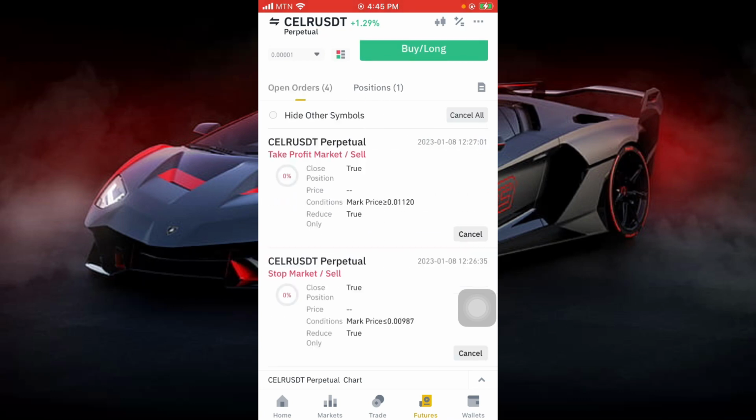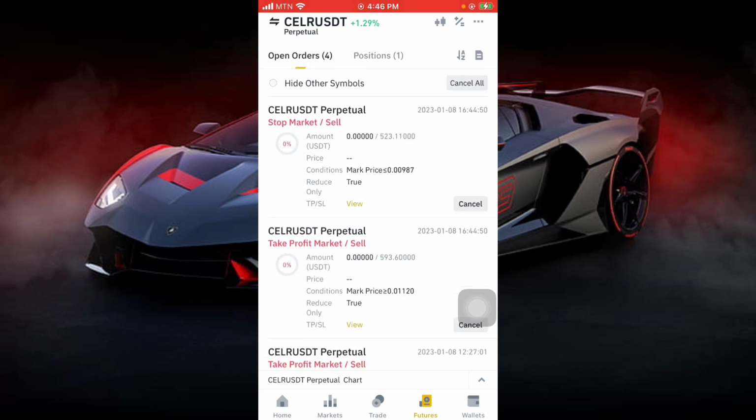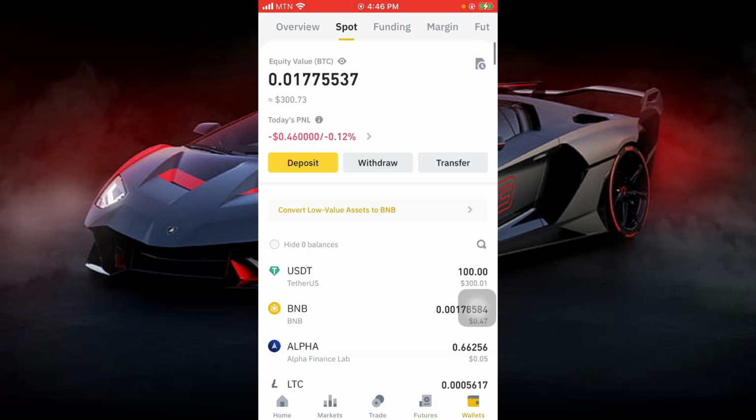Easy and simple. You can see when we click on open orders, because I've opened this particular one and it has not entered, but the margin has increased because we have not hit that price. That's why. So this is how you trade futures on Binance.